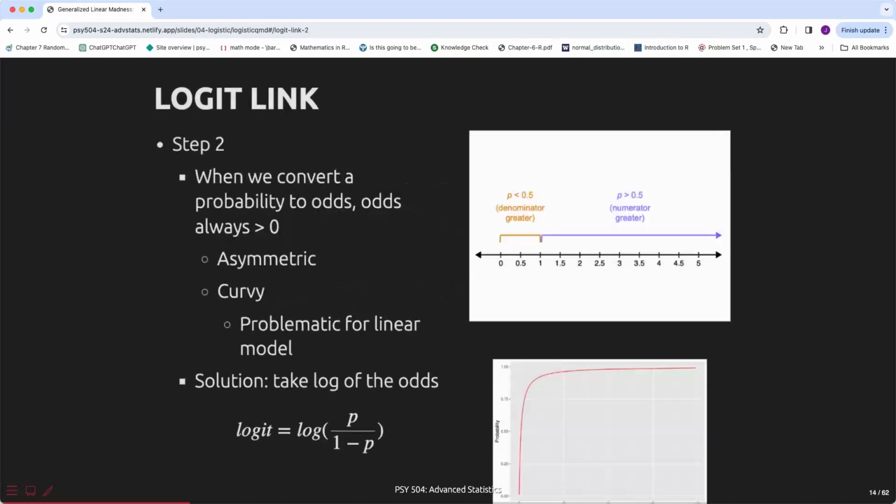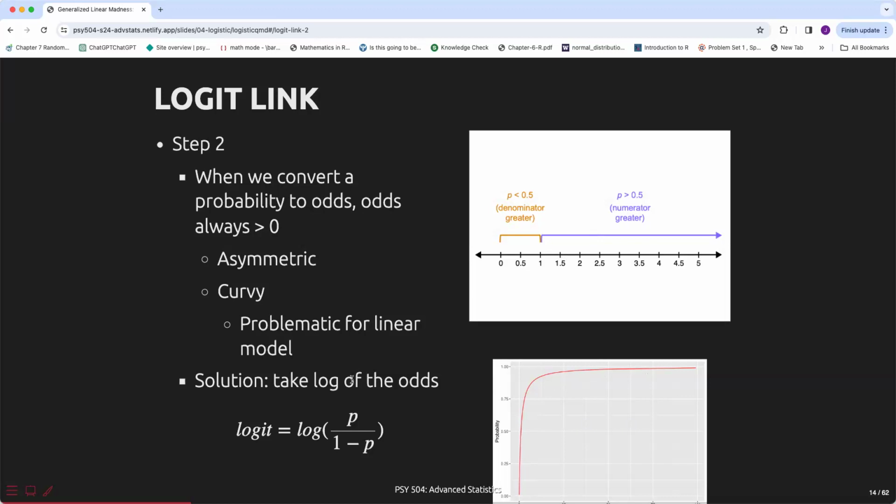But unfortunately, we can't just take these odds and throw them in our linear model, right? They don't have nice features. One issue is that they're asymmetric. So this is highlighted here. If the denominator is greater, our odds fall between 0 and 1. If the numerator is greater, it could go into infinity, right? So that is not a good feature to put into a linear model. And also, as is highlighted here, it's kind of curvy, right? So we don't want to put anything curvy into our linear model.